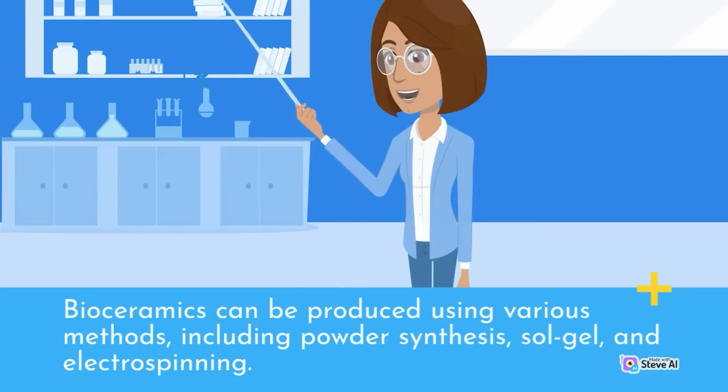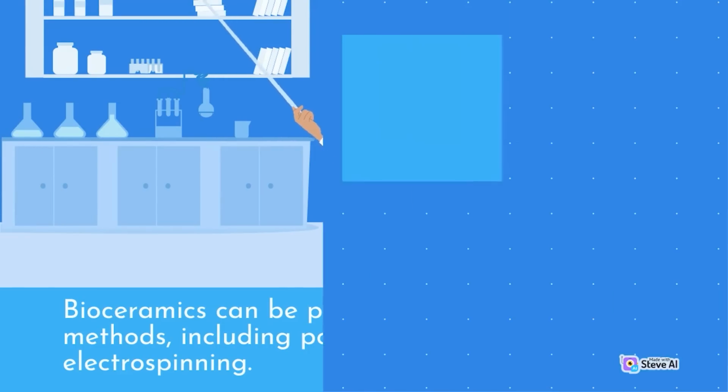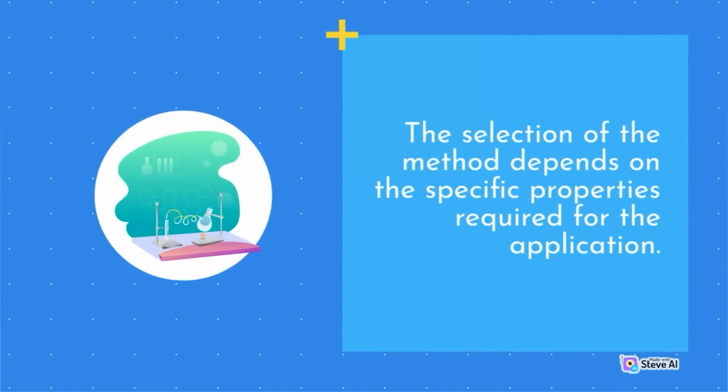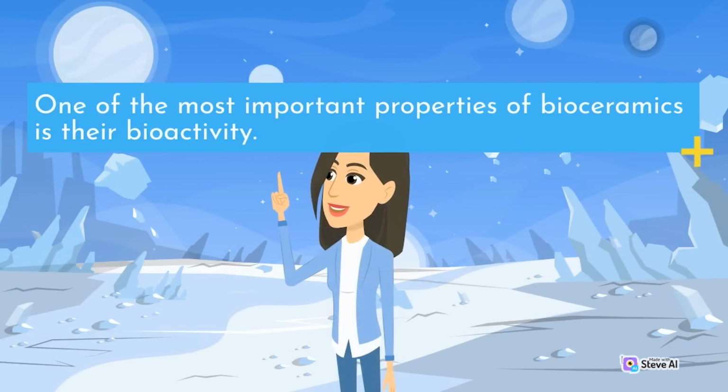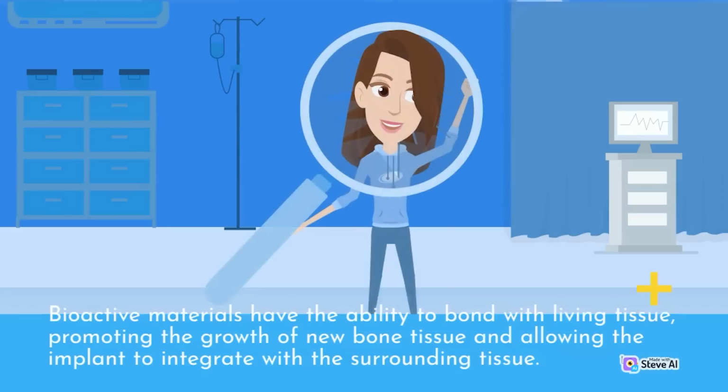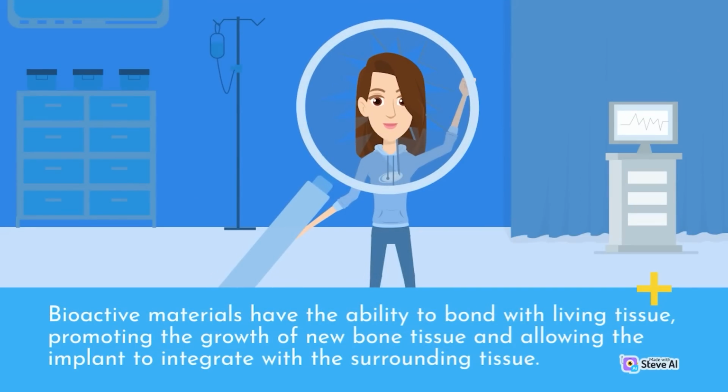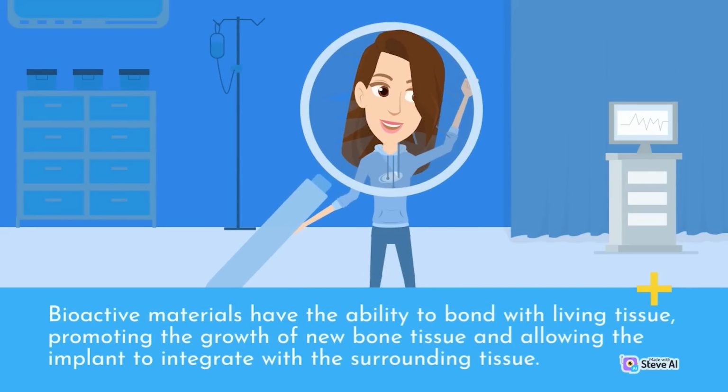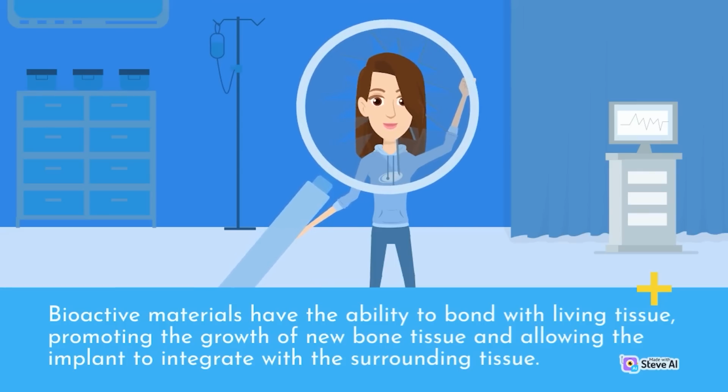Bioceramics can be produced using various methods, including powder synthesis, sol gel, and electrospinning. The selection of the method depends on the specific properties required for the application. One of the most important properties of bioceramics is their bioactivity. Bioactive materials have the ability to bond with living tissue, promoting the growth of new bone tissue and allowing the implant to integrate with the surrounding tissue.